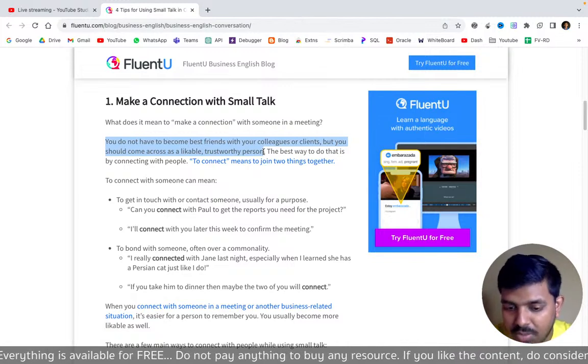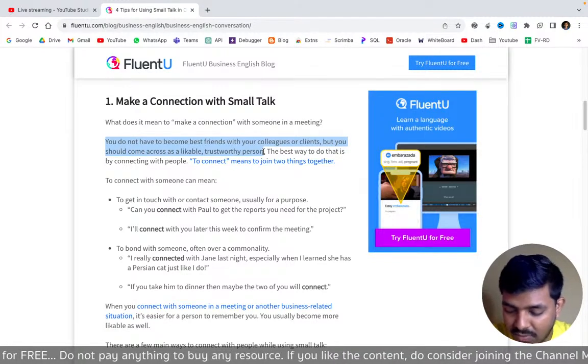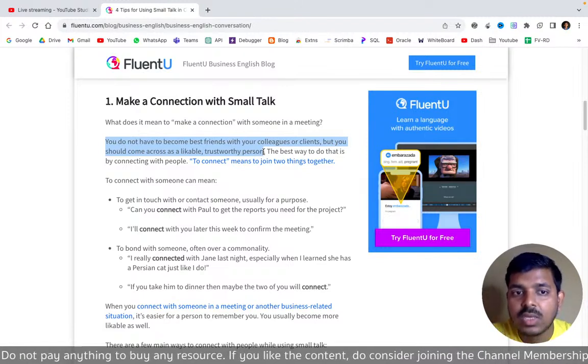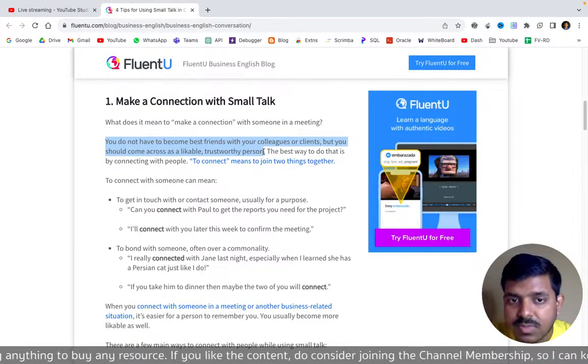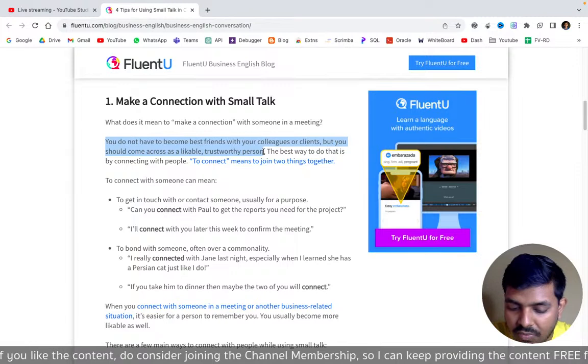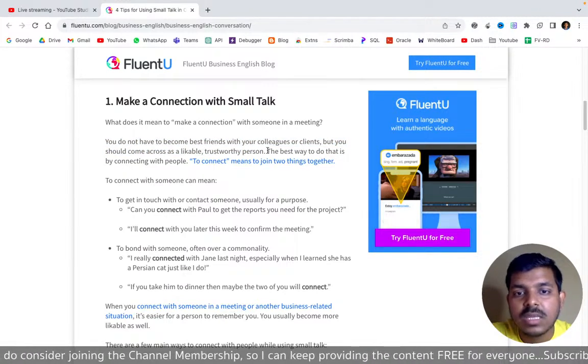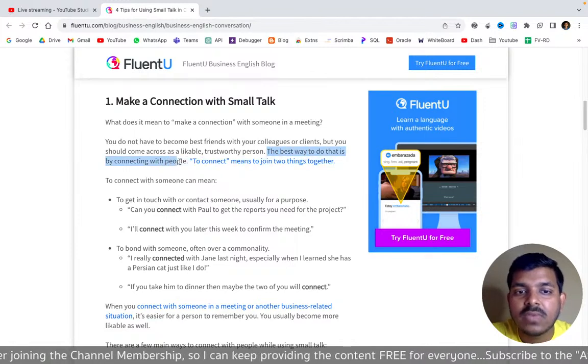seen as a trustworthy person. You have built trust, you have built a good rapport with the person in front of you. What will happen is that after that only you will start to dwell on the business conversation, the conversation for which you have gathered. The best way to do that is by connecting with people.